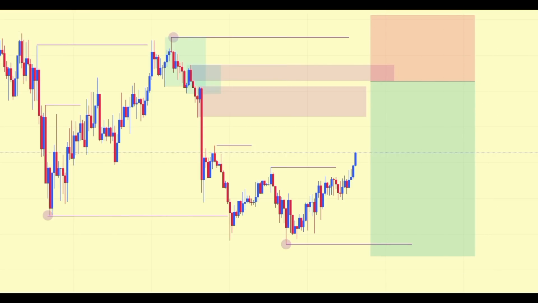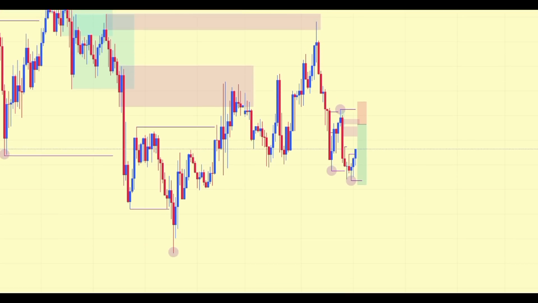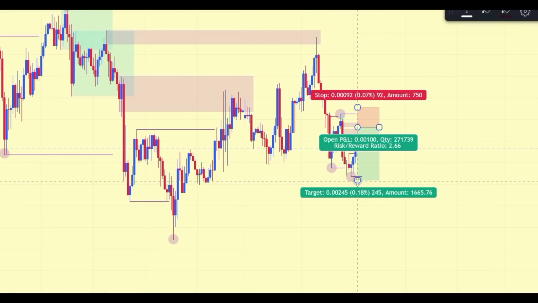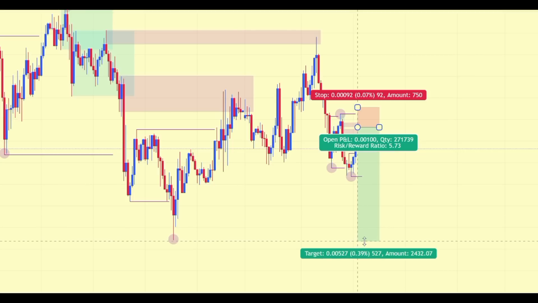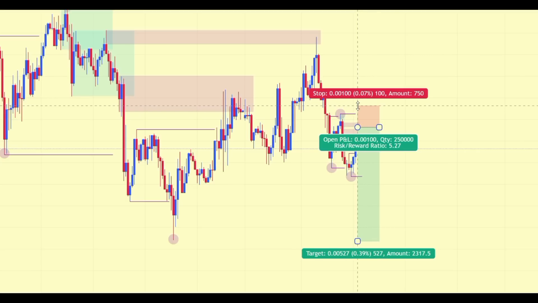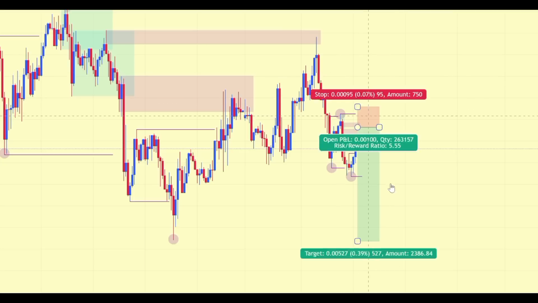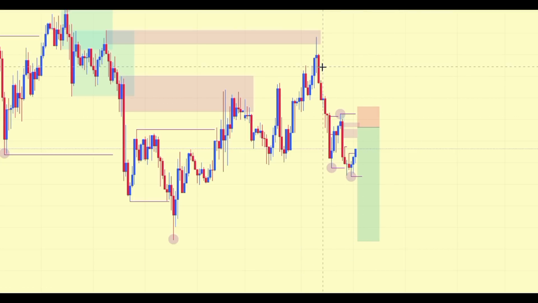And obviously the target profit will be our 1 hour external liquidity, right here, and you can see that is another 1:5 risk to reward trade. For that time I just placed it to 5:5. So you can see that's the second trade that I took.